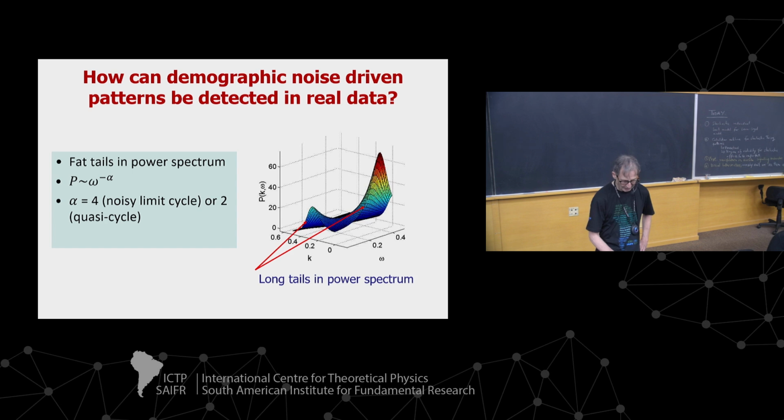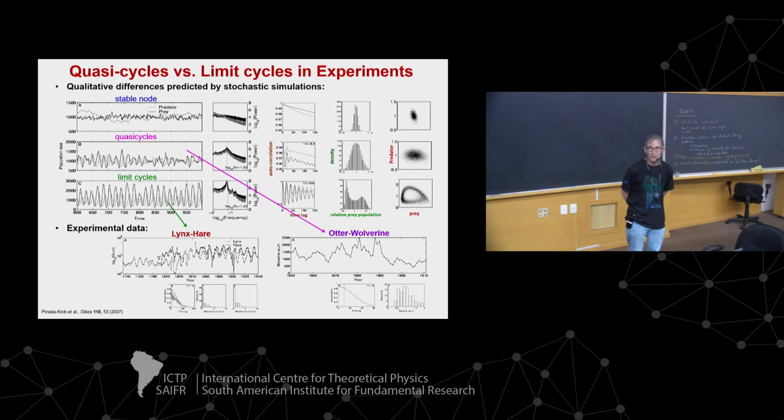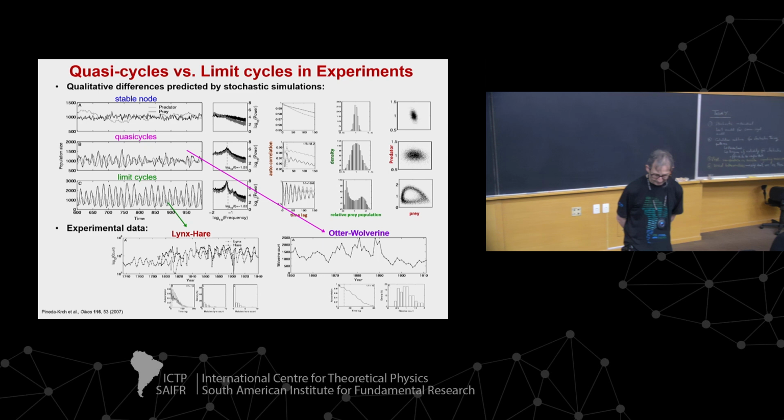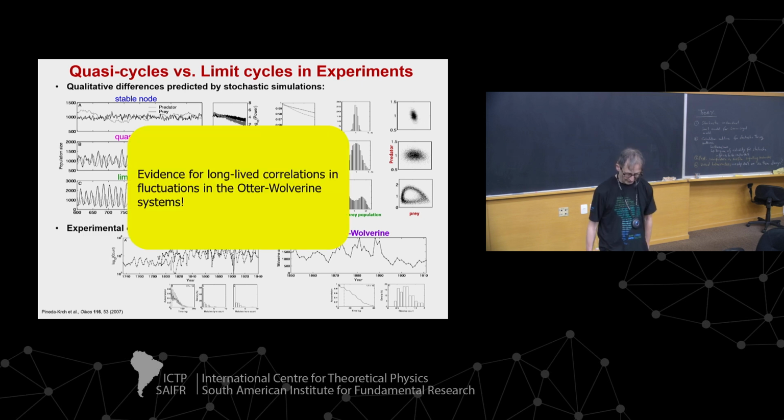This is a figure from another study. I'll talk about it later today. But basically, you look at the tails in the power spectrum, and they decay as omega to the -2, as opposed to what you would get if you had additive non-demographic noise. And in fact, I didn't have time to mention this last time, but this is actually observable in experiment. These noise-induced cycles are called quasi-cycles. That's what many people call them. And you can see in experimental data, there's evidence for these power law omega to the -2 correlations in some of the data that we see, particularly in the Otto-Wolverine systems.